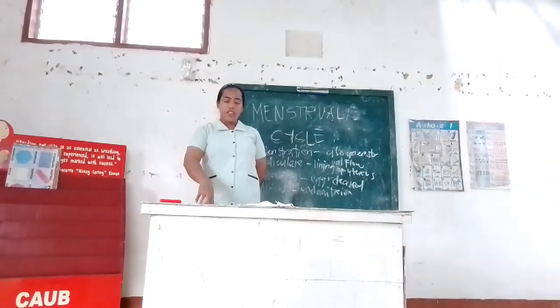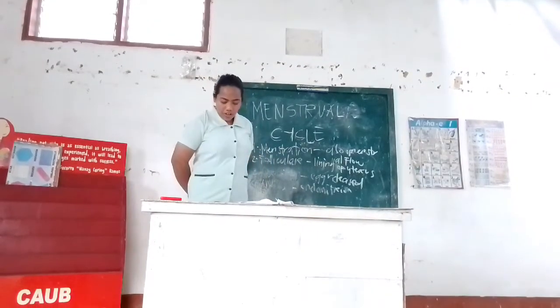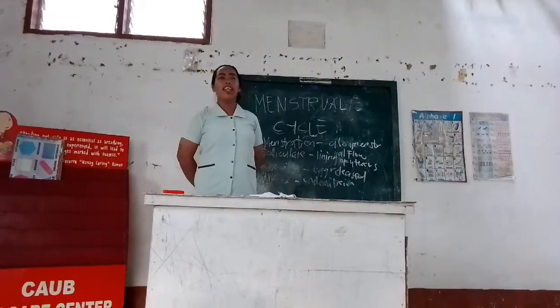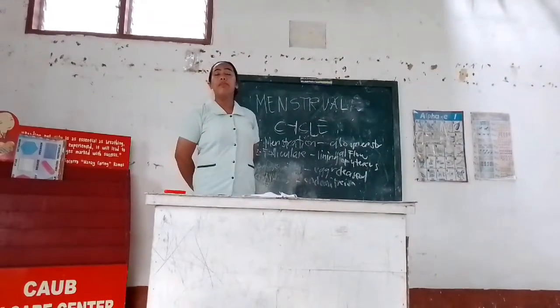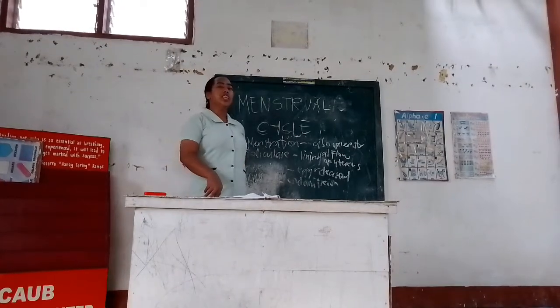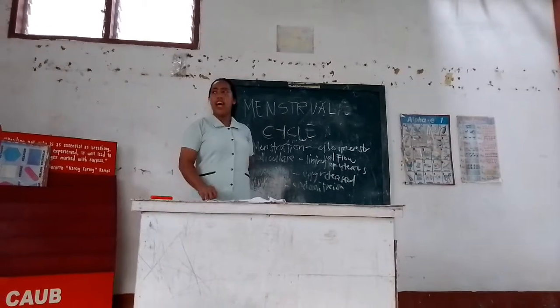This is your assignment. Make your own drawing of the menstrual cycle and put it on a bond paper. And so before we end our discussion for today, you have an assignment. Your assignment.